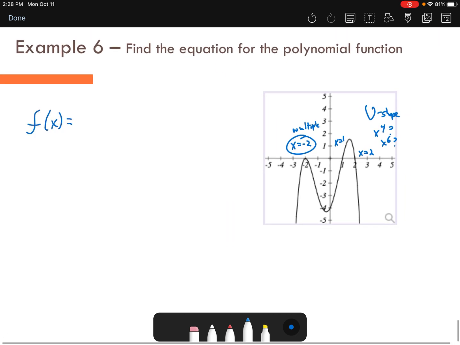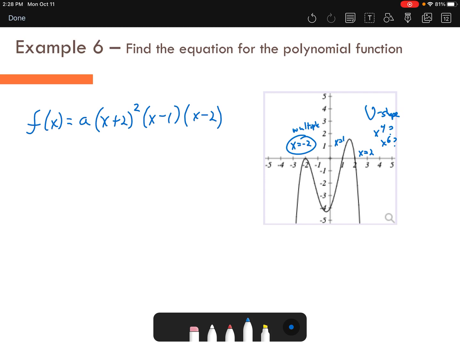So that's going to be f of x equals a, let's see, x plus 2, right? That's how you get negative 2 for your 0. So the factor is x plus 2, the opposite. And it bounces, so we're going to use a squared. X minus 1, x minus 2. Excuse me. Now can we find another point?